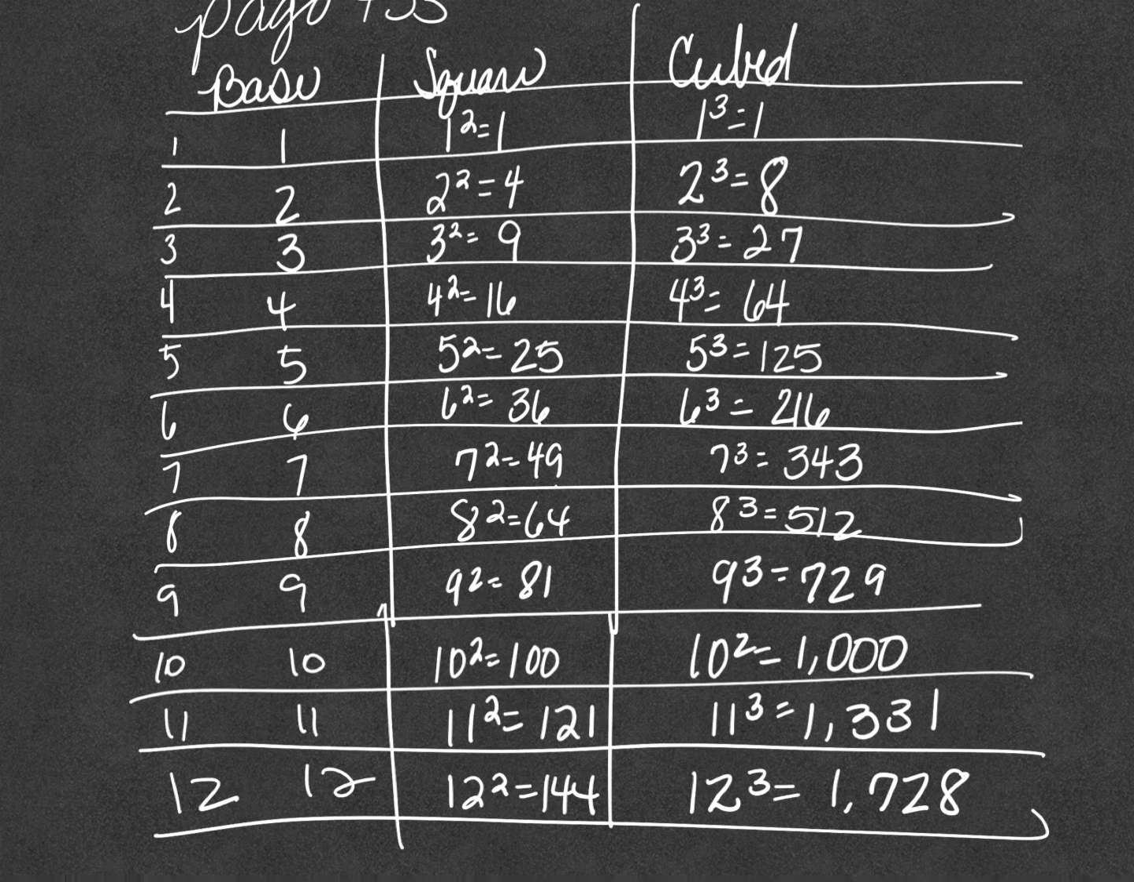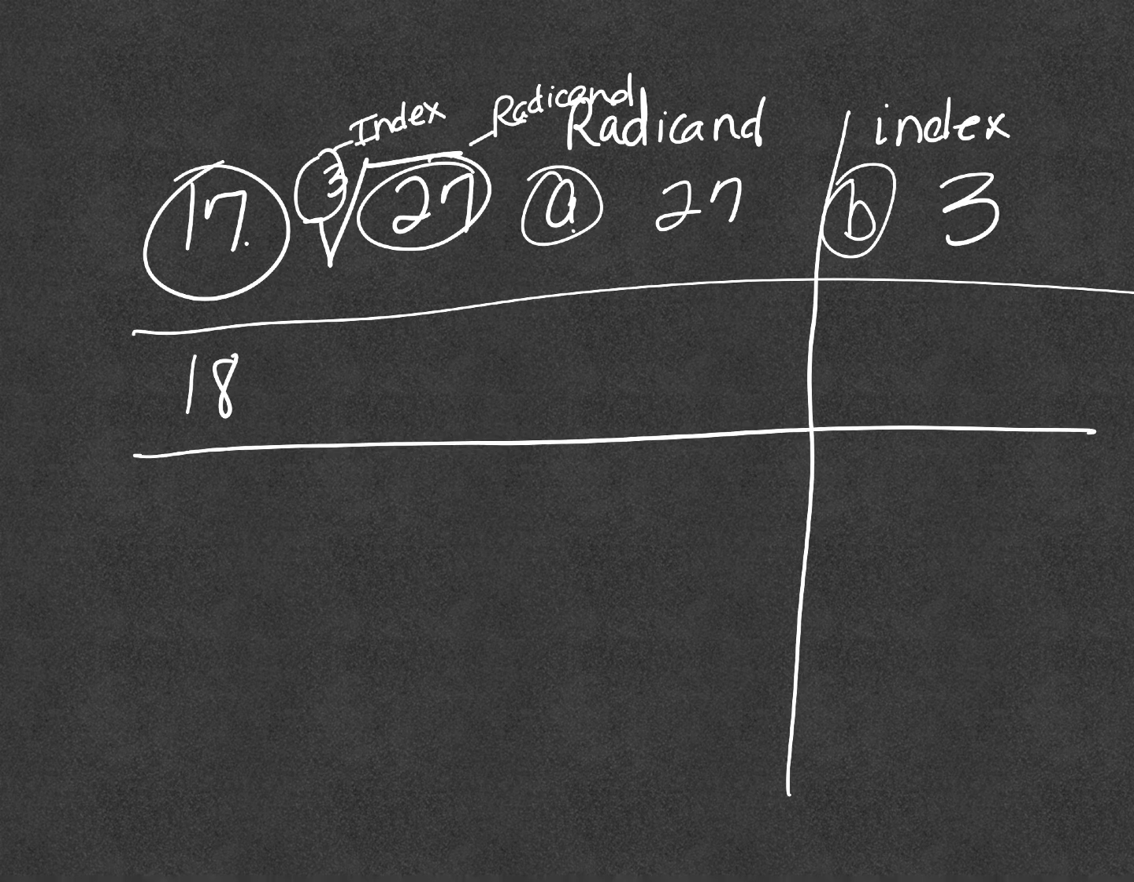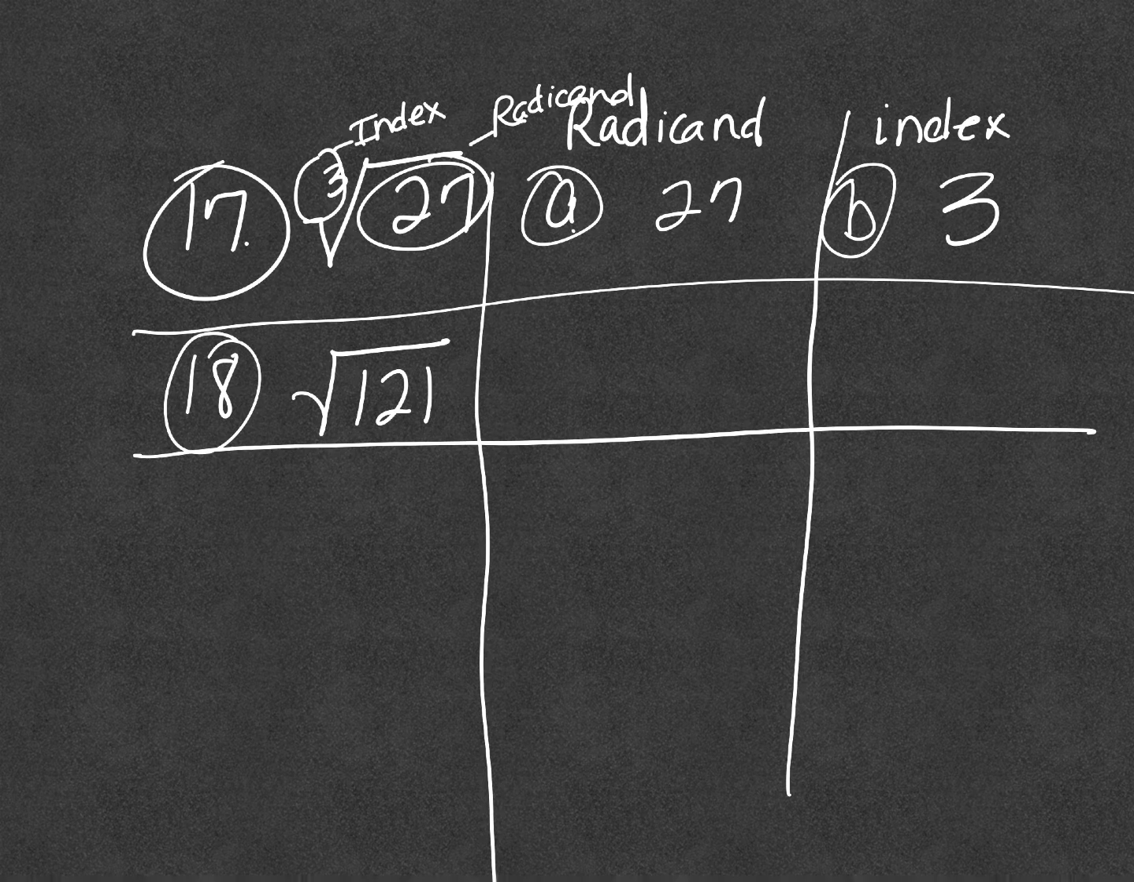Now, in the next section, I'll pause for a moment. Okay, so the index is the square or cubed, and the radicand is what's on the inside. So number 18, our number is the square root of 121. What is the radicand? 121. What is the index?